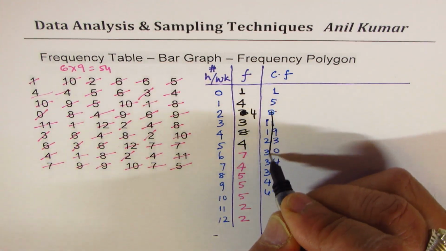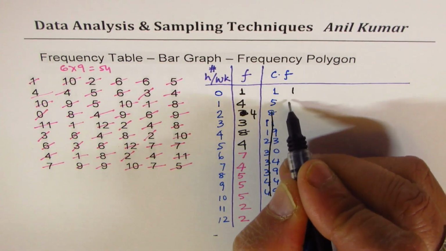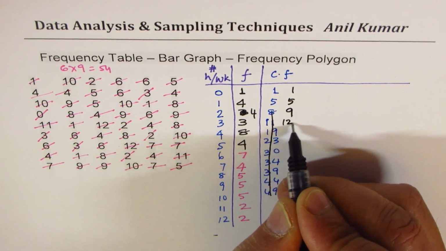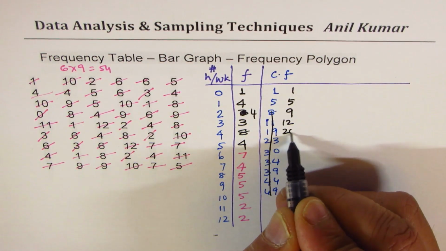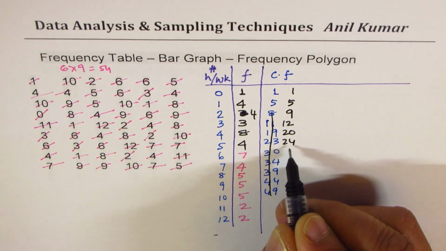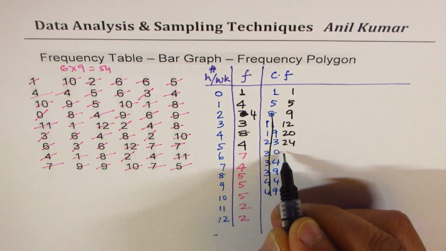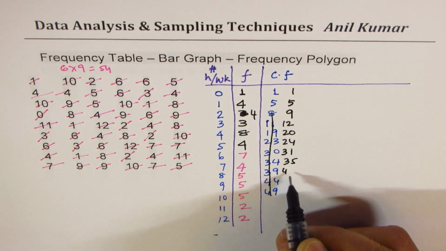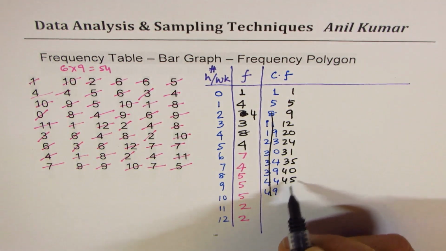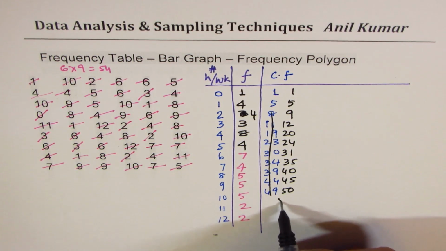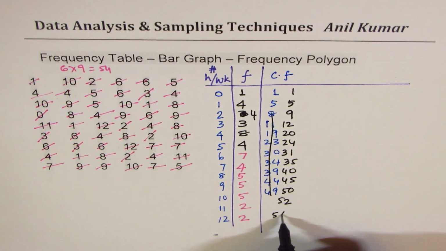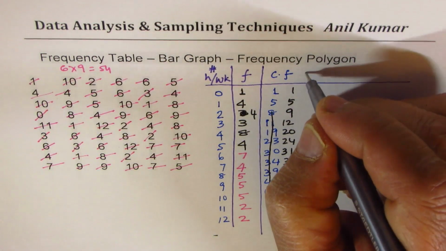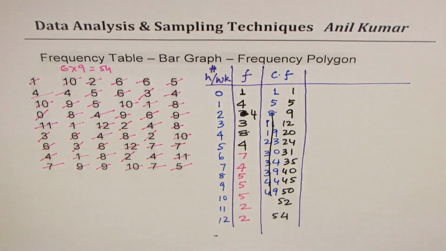So let's redo. We have 1, 5, 5 plus 4 is 9. 9 plus 3 is 12. 12 plus 8 is 20. Then we have 24. And then 24 plus 7 is 31. 35. And this is 40. 45. 50, 52, and 54. Perfect. Finally, we got our cumulative frequency here, right?